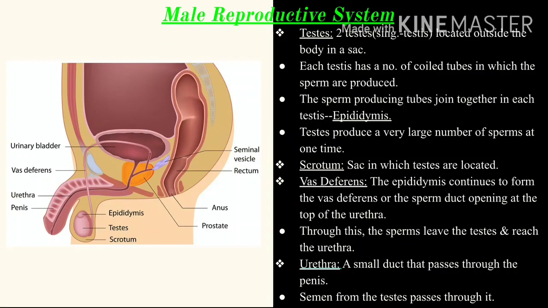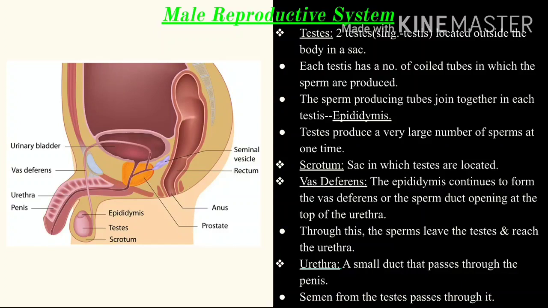On their way through the vas deferens, the sperms get mixed with secretions from various glands, and that mixture is known as semen. It is released through the penis into the opening of the female reproductive system. Sperms have a head and a long tail which helps them swim towards the ovum so that fertilization can take place.